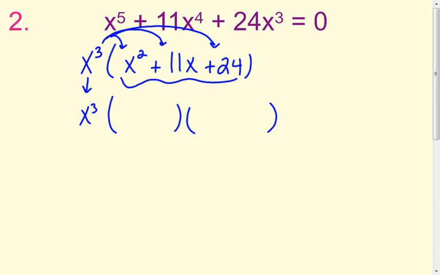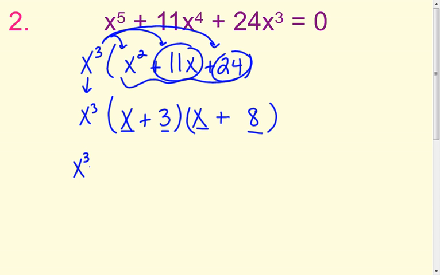So I will make myself 2 parentheses. My 2 fronts have to make x squared. So x times x makes x squared. My 2 backs have to make 24 back here. Could be 1 and 24, 2 and 12, 3 and 8, 6 and 4. And so I want them to add up to make 11, so I will put 3 and 8 right there. Plus plus, because it's plus at the end and plus in the middle. Okay, so again, you'll have x cubed equals 0, x plus 3 equals 0, and x plus 8 equals 0. And by the way, I should put equals 0 right here.